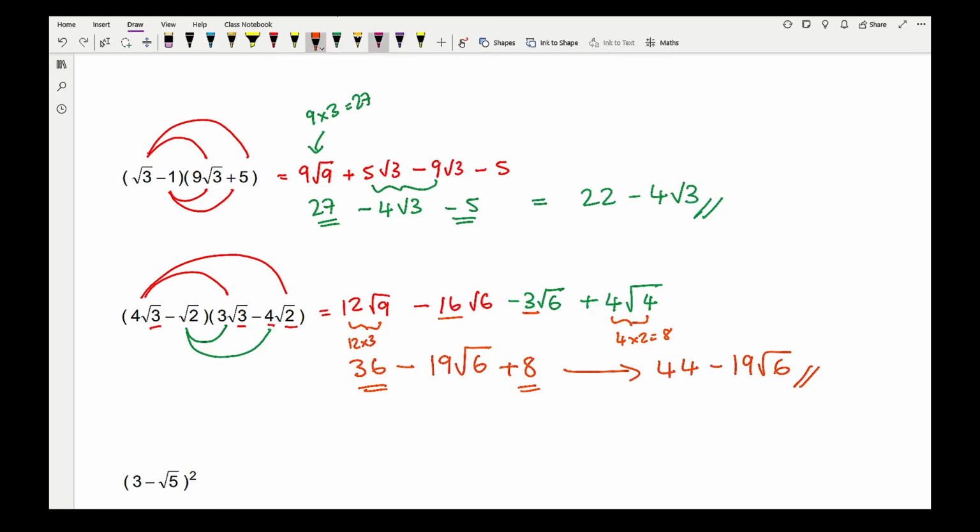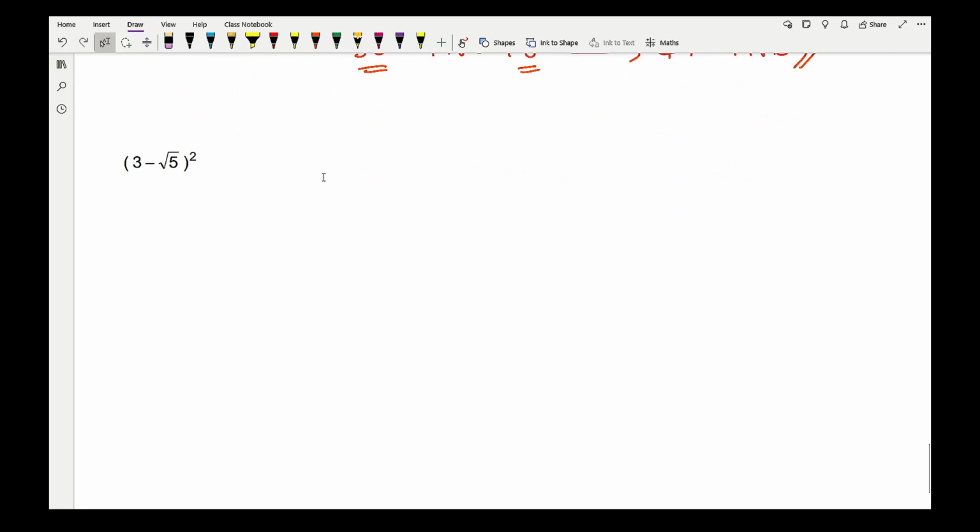Now when it moves on to this last one, let me just move up the screen. So here I've got 3 minus root 5 squared. Now the key thing to remember is that this is not equal to 3 squared minus root 5 squared. The key thing you need to remember, and this is where these questions are very, very popular, is recognizing that this means 3 minus root 5 multiplied by 3 minus root 5.